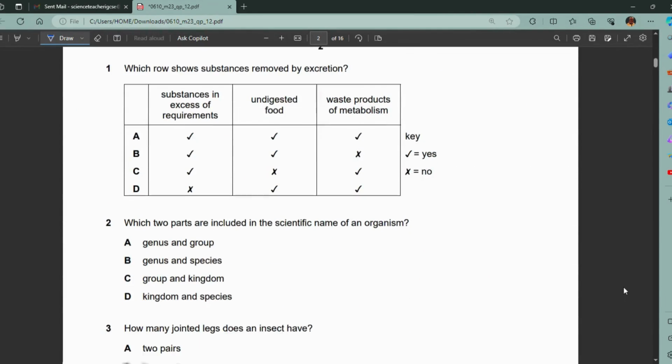Now let's check the first question. The first question comes from characteristics of living organisms. So this is a chapter 1 question, and you have 1 mark here. Now, which row shows substance removed by excretion?